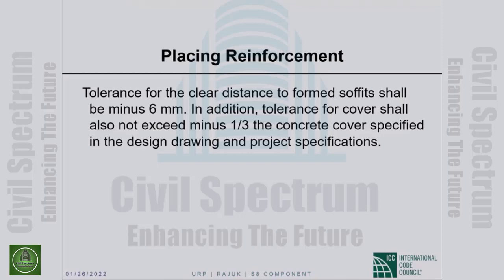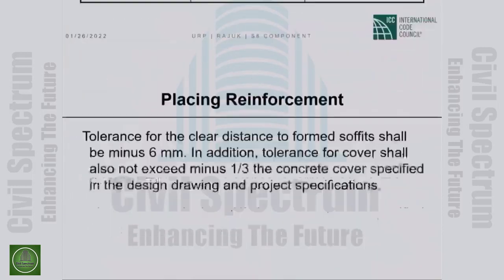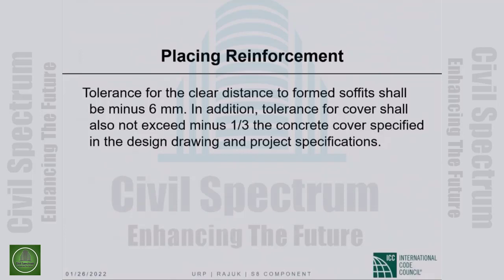In addition, tolerance for cover shall also not exceed minus 1/3 of the concrete cover specified in the design drawing and project specifications. So the minus 10, minus 13 that we had in the table is subject to this further qualification that tolerance for cover shall also not exceed minus 1/3 the concrete cover specified. So if the specified value is 20 millimeters, the tolerance is 7 millimeters. Okay, no more than that.